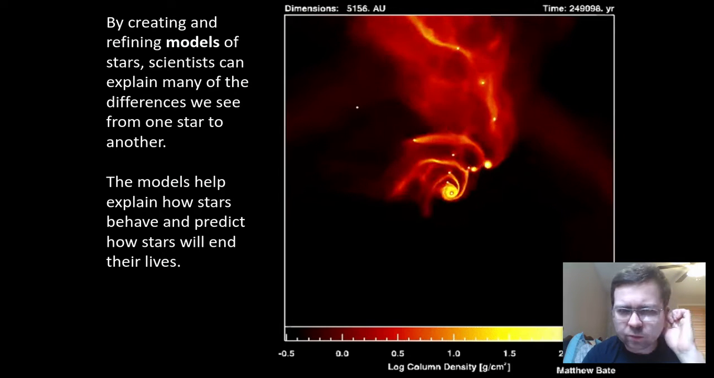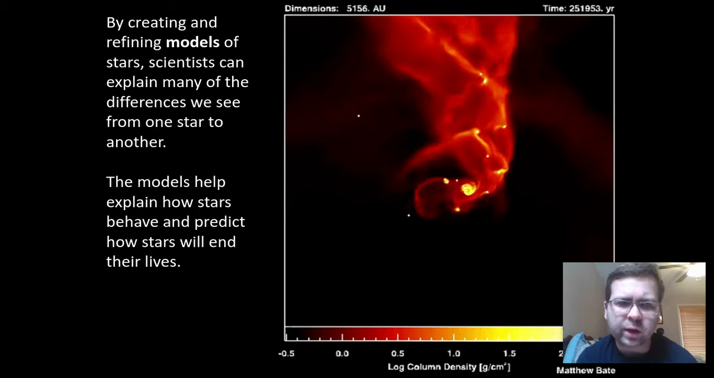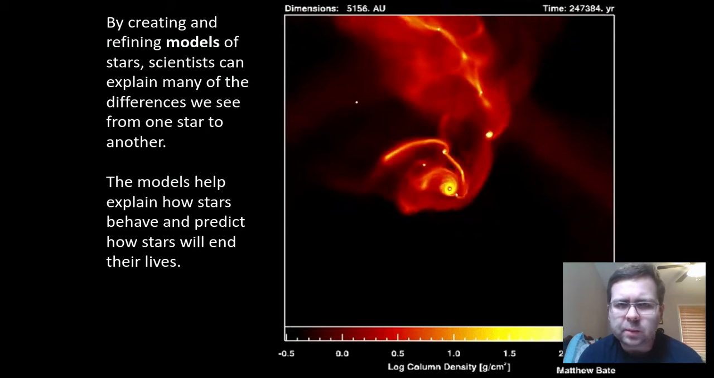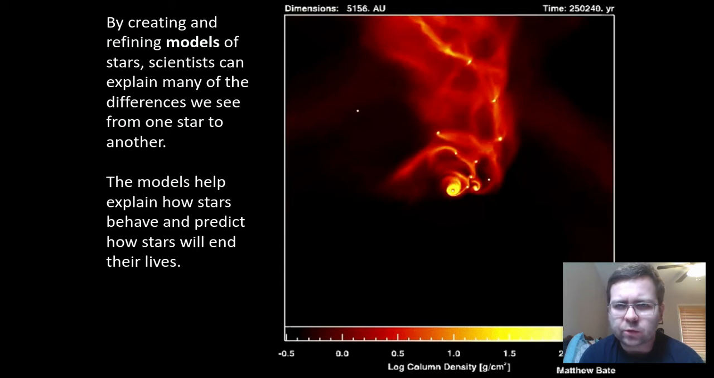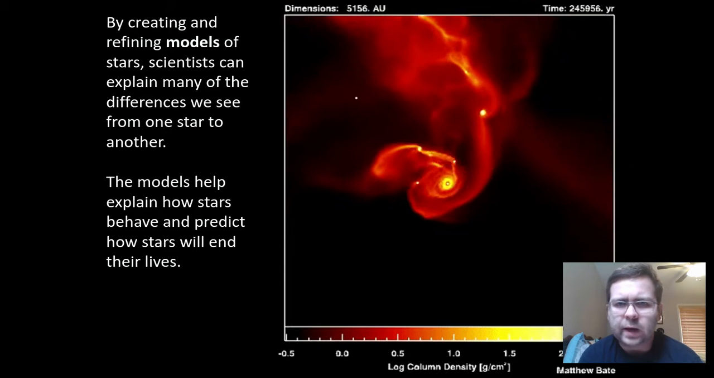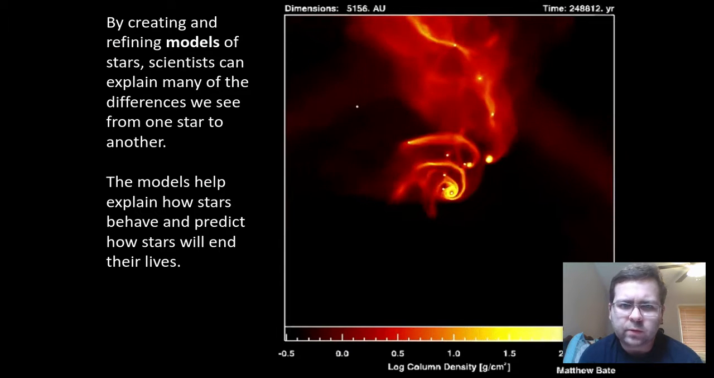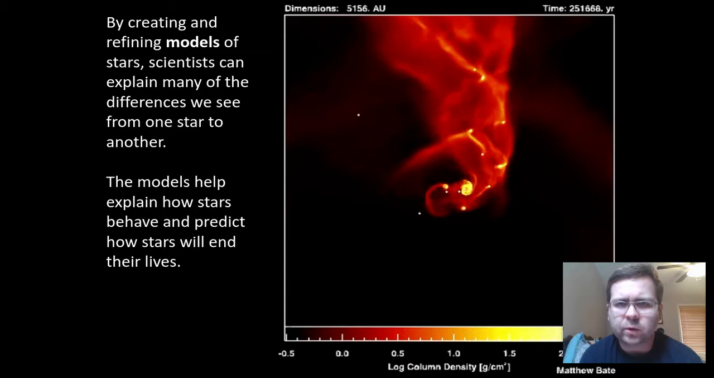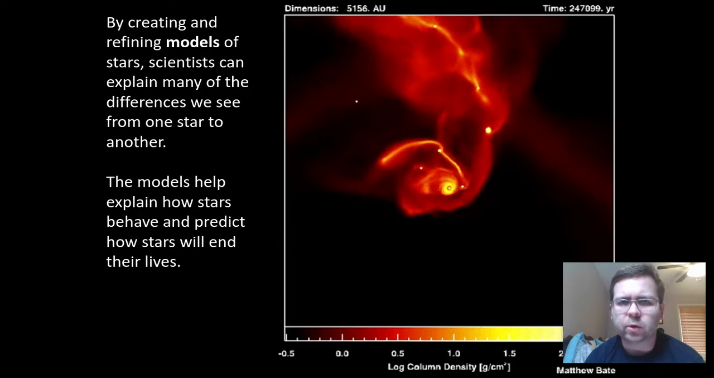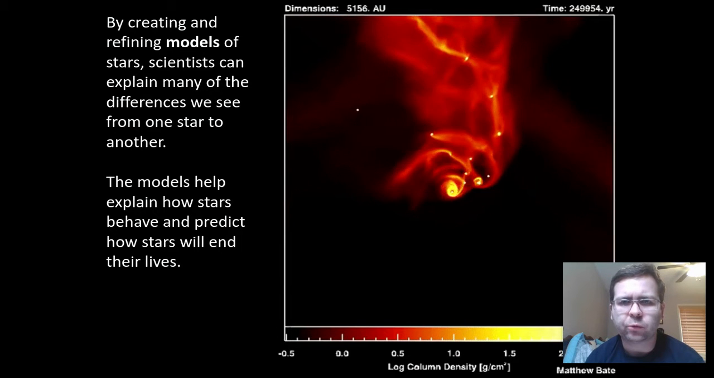The theory of stellar evolution, how stars change over time, is all one big model. It's a model of how stars form, how they live, and how they die. And that's what we're talking about. So scientists are using models, and we're using models today to talk about how stars form.